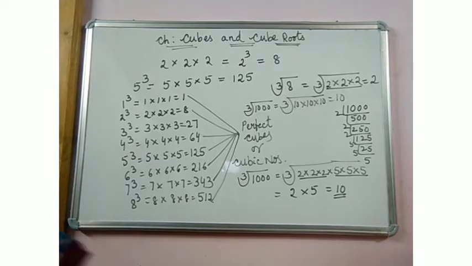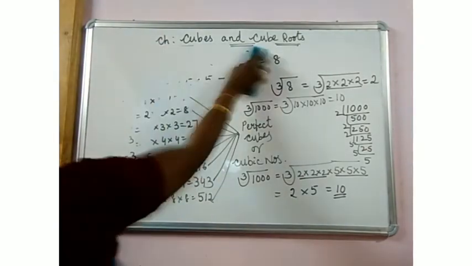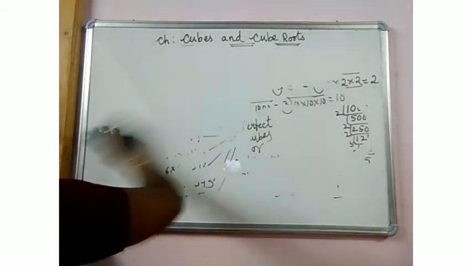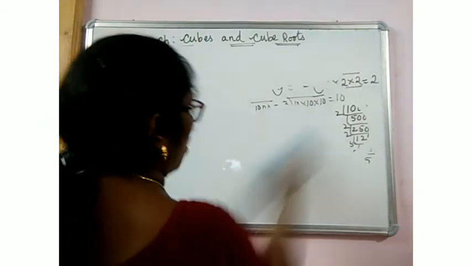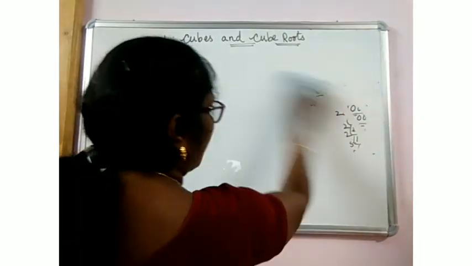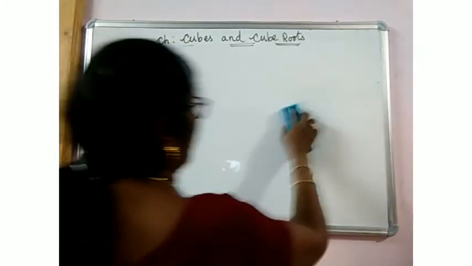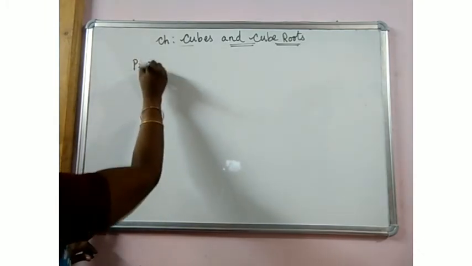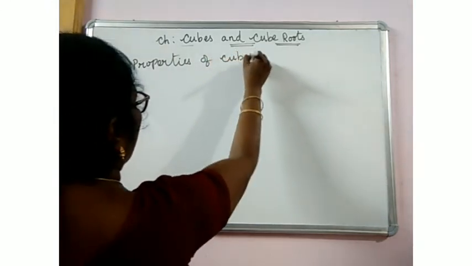And after this, let me explain the properties of cubes. What are the properties of cubes? Cube of an odd number is always odd. Cube of an even number is always even. Just now I would have explained there. Properties of cubes. You might have observed there.